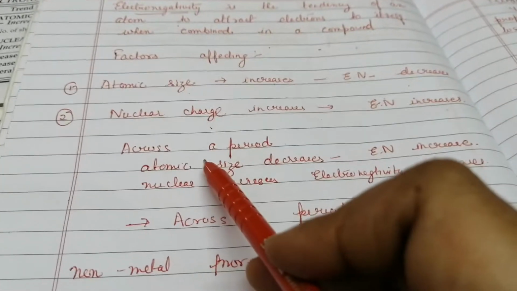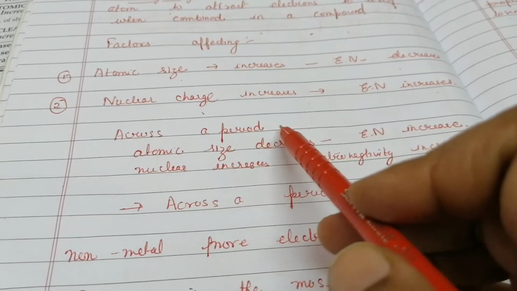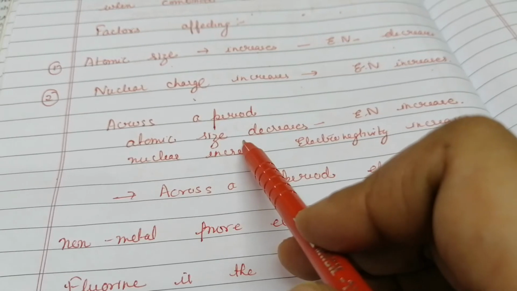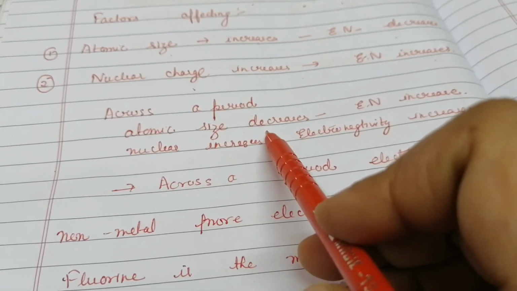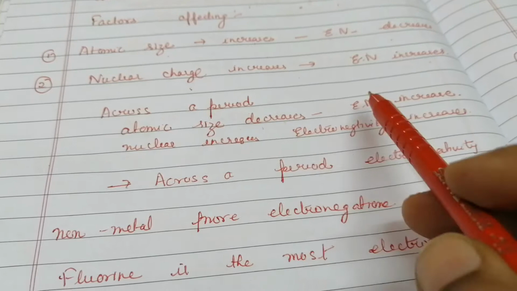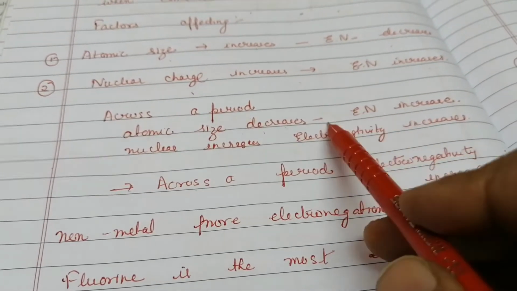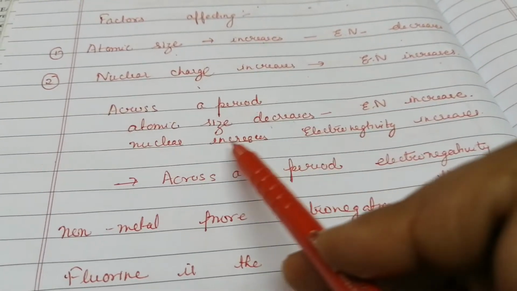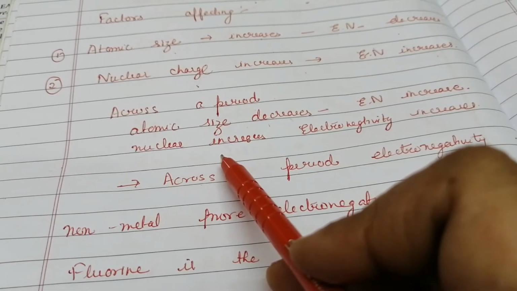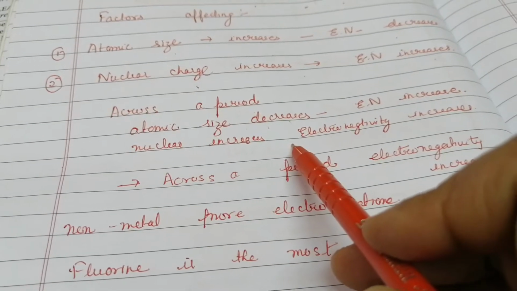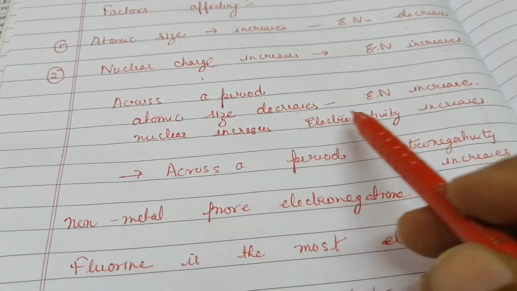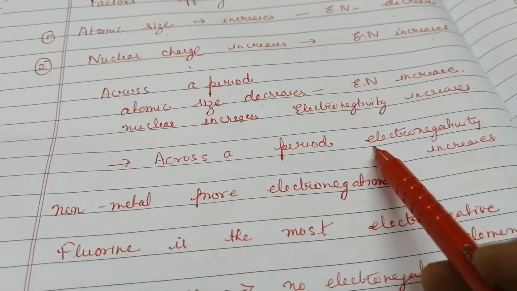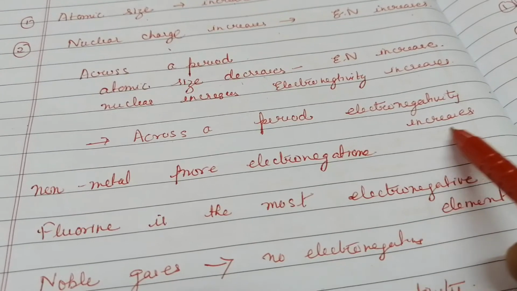Now let us talk about how electronegativity is going to change across a period. Across a period, we talk about atomic radius first. What happens to the atomic size? It decreases. So when the atomic size decreases, electronegativity increases. So across a period, electronegativity must increase. The next important factor is nuclear charge, which increases, so electronegativity is going to increase. So what is the net effect? Across a period, the electronegativity increases.